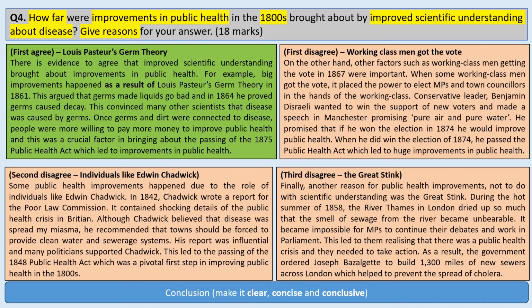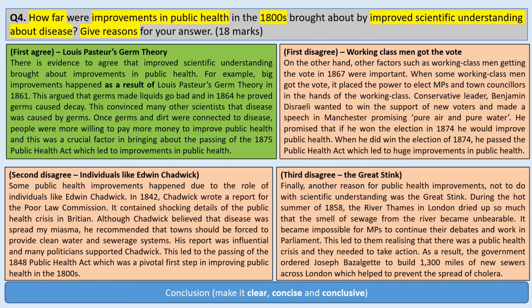Third disagree, the Great Stink. Finally, another reason for public health improvements not to do with scientific understanding was the Great Stink. During the hot summer of 1858, the River Thames in London dried up so much that the smell of sewage from the river became unbearable. It became impossible for MPs to continue their debates and work in Parliament. This led to them realising there was a public health crisis and they needed to take action. As a result, the government ordered Joseph Bazalgette to build 1,300 miles of new sewers across London, which helped to prevent the spread of cholera.